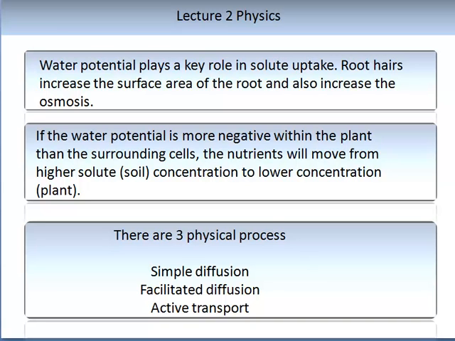There are 3 physical processes involved: simple diffusion, facilitated diffusion, and active transport. In this lecture we are only going to deal with simple diffusion, as this tends to be the process of water movement. However, in the lecture on nutrients and roots, we will be looking in more detail at facilitated diffusion and active transport, as these play important roles in the uptake of nutrients.